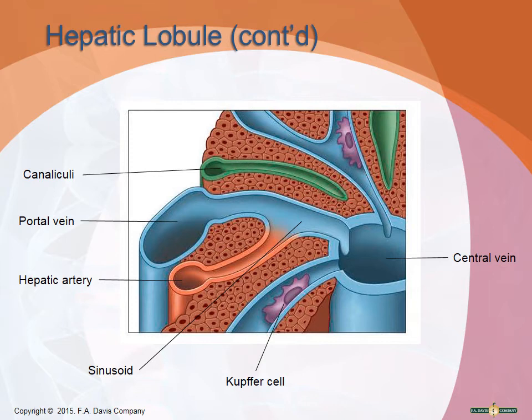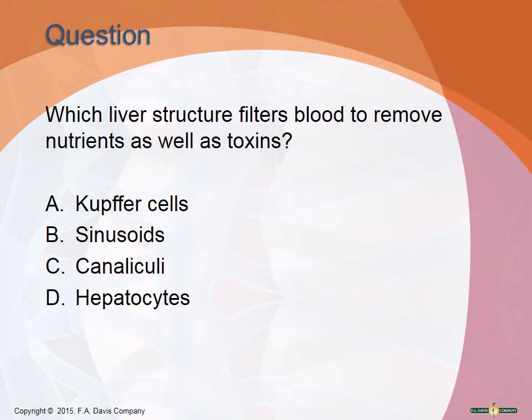The canaliculi here are how the cells in the liver that make bile get it transported via the hepatic ducts over to the gallbladder. We also have cells in the liver that are phagocytic. They help break down the damaged red blood cells and remove any debris that's passing.